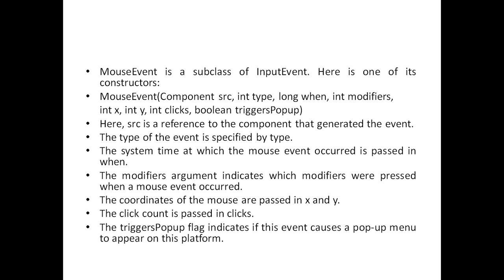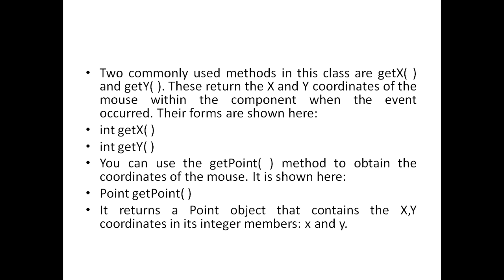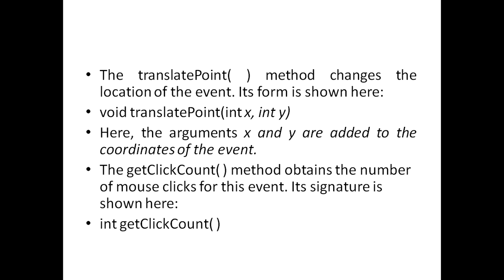The coordinates of the mouse are passed in X and Y. The click count is passed in clicks, and the triggersPopup flag indicates if this event causes a pop-up menu to appear on this platform. Two commonly used methods in this class are getX and getY. These will return the X and Y coordinates of the mouse within the component when the event occurred. Then you can use the getPoint method to obtain the coordinates of the mouse. So Point getPoint returns a Point object that contains X and Y coordinates in its integer members. Then the translatePoint method changes the location of the event.